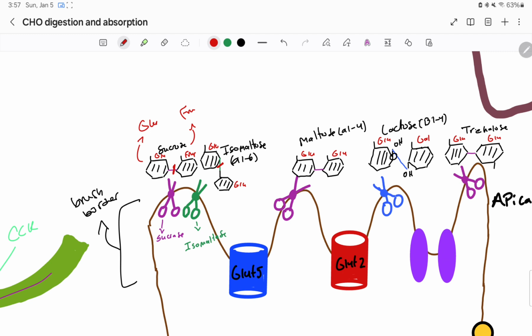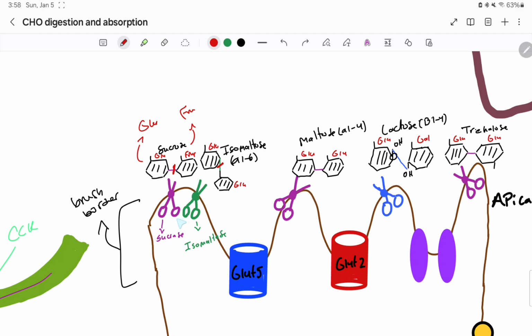We said we can cleave alpha 1,4, no problem. Pancreatic amylase can do that, salivary amylase can do that, but none of the enzymes that we talked about so far can do alpha 1,6 bonds. The only one that can is this guy, isomaltase. And another tidbit here is that technically sucrase and isomaltase are complexed together, meaning they're literally connected to one another, okay? That's why I put them right next to one another here.